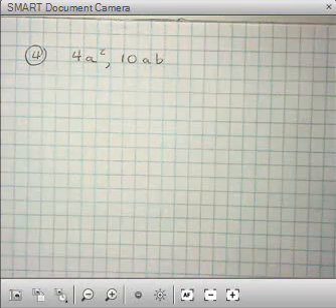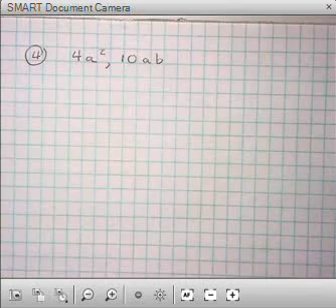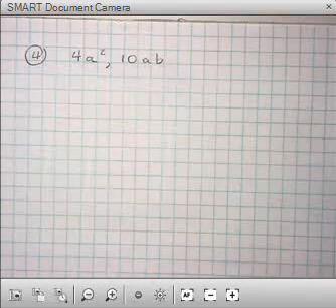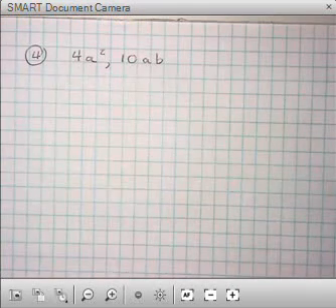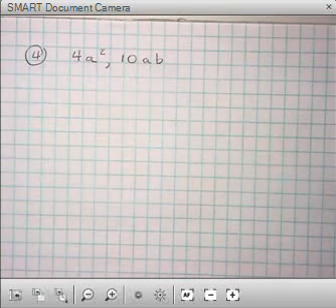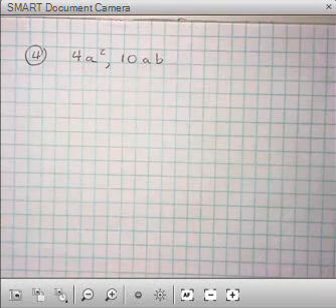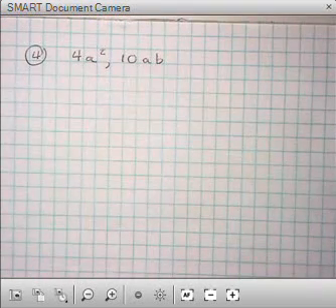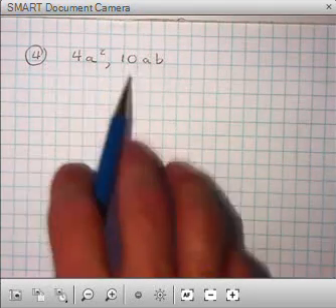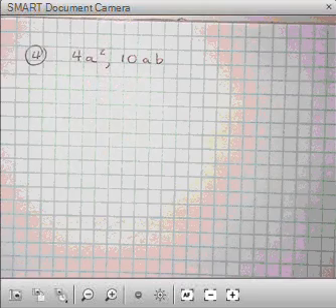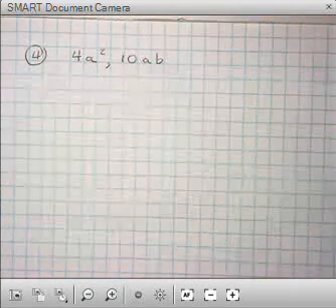Here's what I would like you to do. You have done what we've done already. You've done that in the past. You have not done this. So what I want you to do is make a prediction. Knowing what you know, I would like for you to write the least common multiple of those two numbers, 4a squared and 10ab. I will give you about 30 seconds to do that. You're just making a prediction.